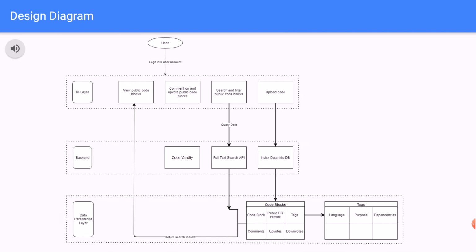Now into the back end, we will have APIs available for serving data to the front end via full text search and to index the code that users have uploaded into our database, and an API that will verify the code a user has uploaded has a valid syntax. Lastly is the data persistence layer, or our database, where we will be storing the user's code blocks. Each code block will have metadata attached to it, such as whether it is public or private, comments, votes, and tags. And there will be a predetermined list of tags that users can choose from when uploading their code that will make search and filtering easier.